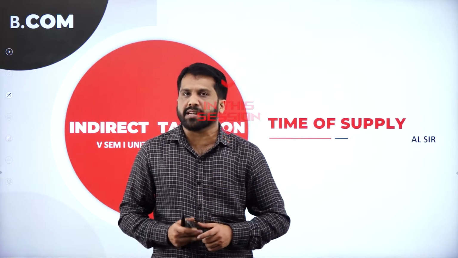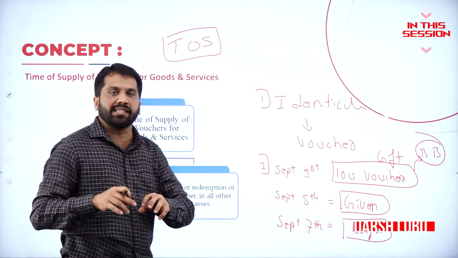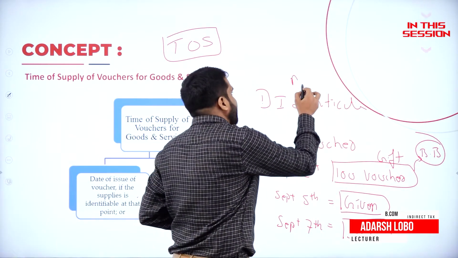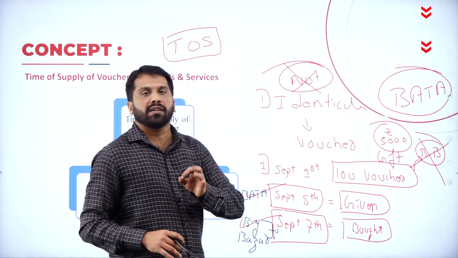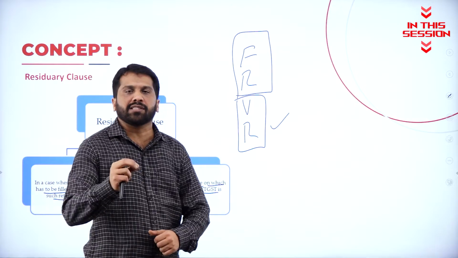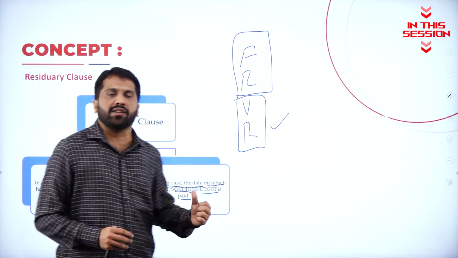What time we have to consider, whether it is a payment date, whether it is an invoice date. In these cases, remember, the goods are not identical. In both the cases, September 1st will not come for time of supply. Hope you are clear. If you are filing your returns on time, then what happens? It will be the date you filed your return.